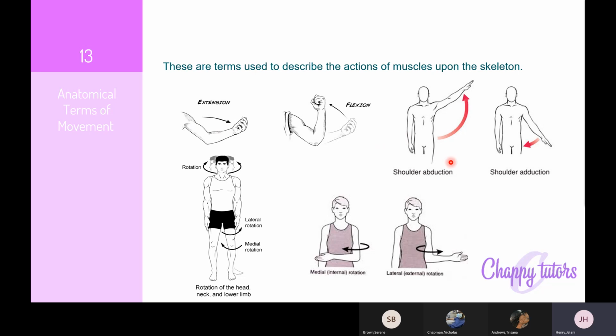Next we have abduction and adduction. Right? Abduction refers to moving a part of the body away from the midline. Right? So in this diagram, you see the person moving his hand away. That is shoulder abduction. Right? The opposite would be adduction. Right? And that refers to moving the part of the body closer to the midline.